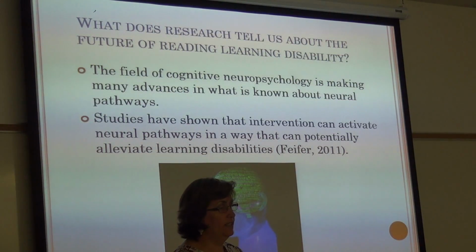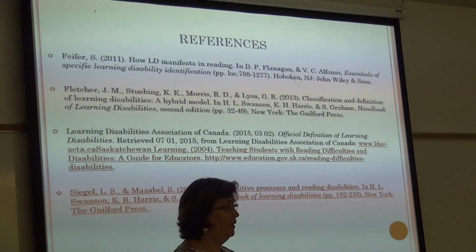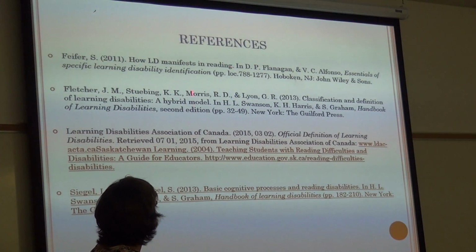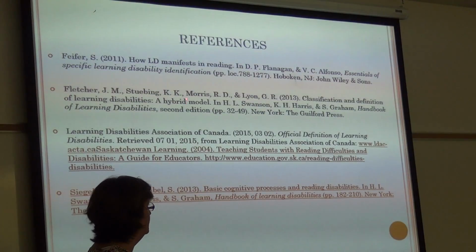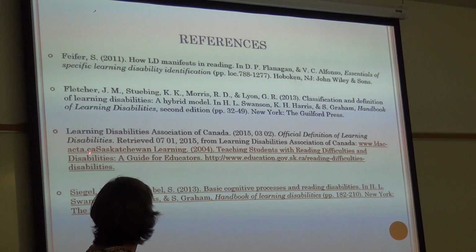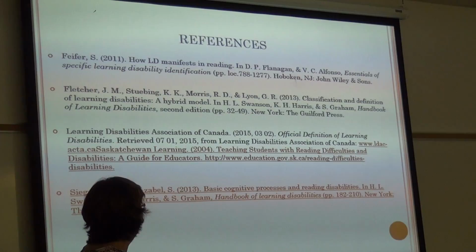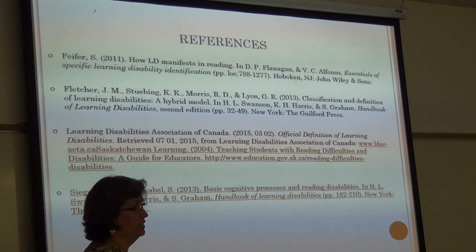Now, if you would like to learn more about this topic, there are some very interesting books that can be read, and websites also. This book, Essentials of Specific Learning Disability Identification, is a very interesting read for anyone who wants to really get into it. And then there's the Handbook of Learning Disabilities, and you can just look on the Learning Disabilities Association of Canada website, and there's a lot that can be learned there. So I really recommend that. And this down here is also the Handbook of Learning Disabilities.